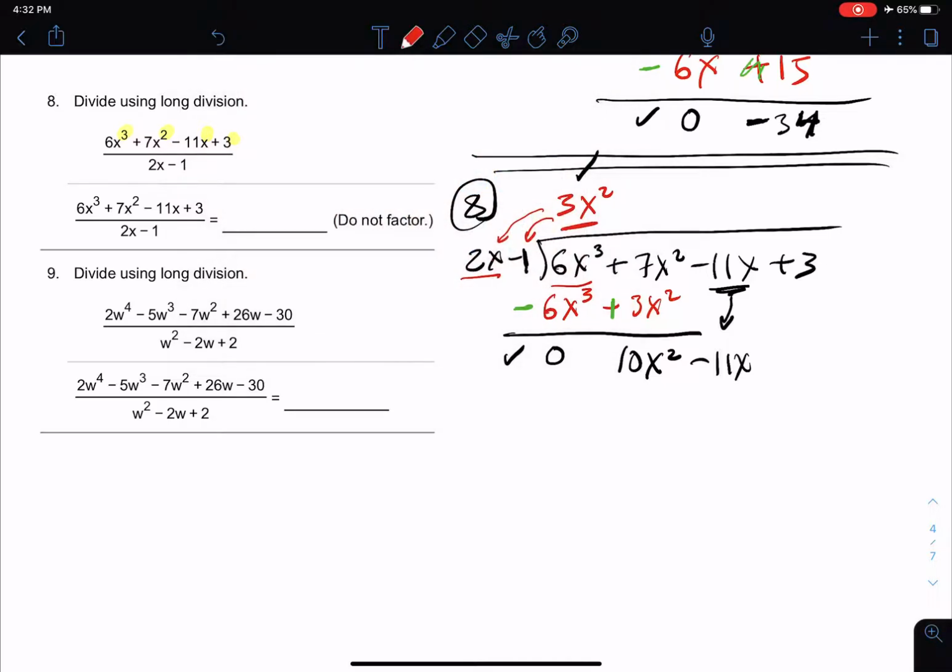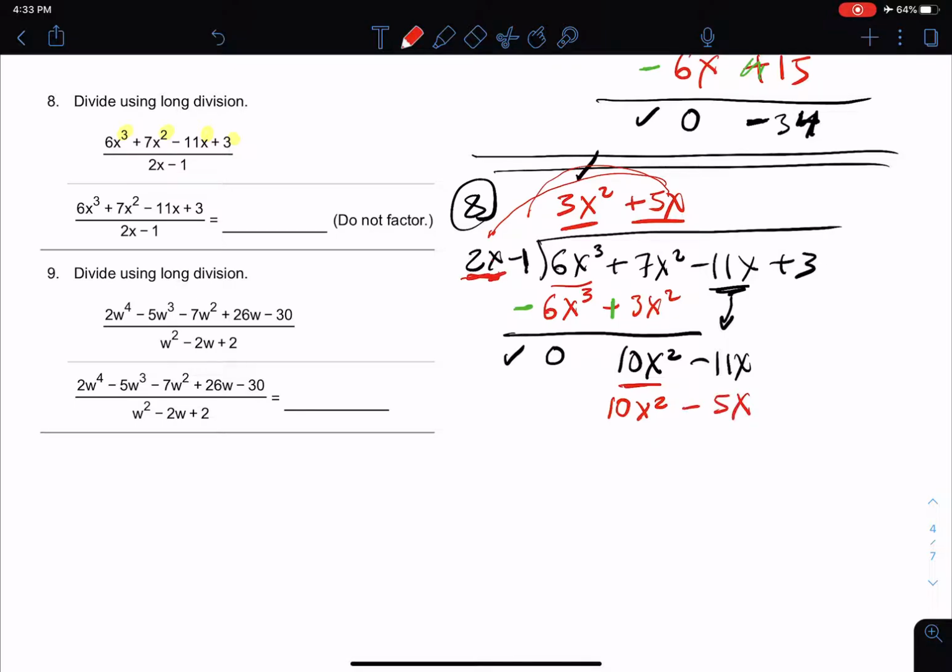Notice the loop, the repeating part of the algorithm is the question again. Question mark, what times 2x gives me 10x? Well, why don't we start with just the number. What number times 2 gives me 10? And everybody yells out 5. Okay, good. 5 times 2 is 10. Now what times x will give me x squared? Oh, x. So now let's go ahead and distribute. 5x times 2x is 10x squared. And 5x times a negative 1 is minus 5x.